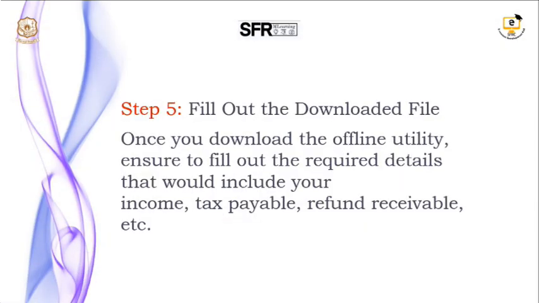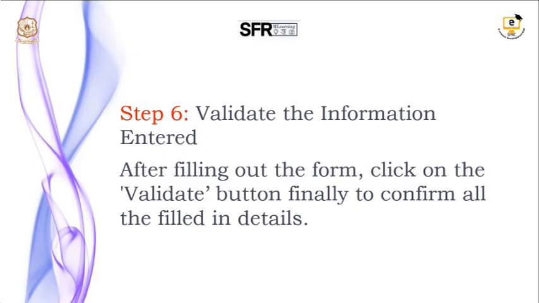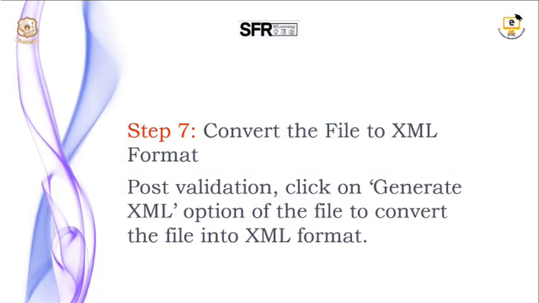Step 5, fill out the downloaded form. Once you download the offline utility, ensure you fill out the required details that would include your income tax payable and refund receivable, etc. Step 6, validate the information entered. After filling out the form, click on the validate button to confirm all the filled-in details. Step 7, convert the file to XML format. Post validation, click on the generate XML option to convert the file into XML format.